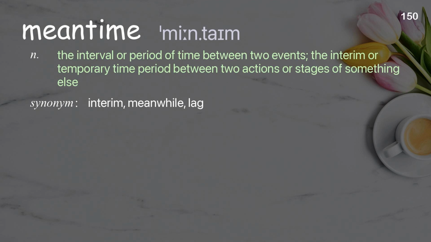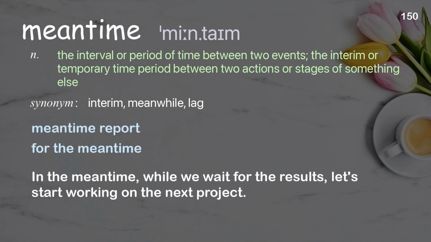Meantime. The interval or period of time between two events. The interim or temporary time period between two actions or stages of something else. Examples: meantime report. For the meantime. In the meantime, while we wait for the results, let's start working on the next project.